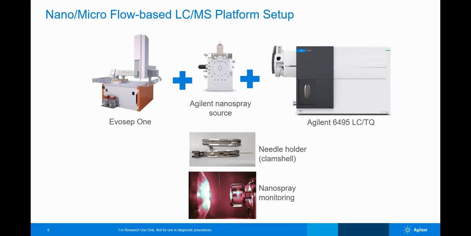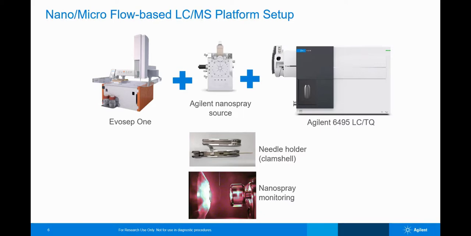So in this LC setup, we have Evosep One LC coupled to Agilent nanospray source and Agilent 6495 LC triple quad. And all the data shown in this presentation has been using this LCMS setup. Here on the bottom is a screen capture of the nanospray monitored by the camera on this system. And in the middle is the picture of the clamshell, which can hold the analytical column and the spray emitter. Here the analytical column and the spray emitter are provided by the Evosep company. And the spray emitter is a stainless steel emitter.